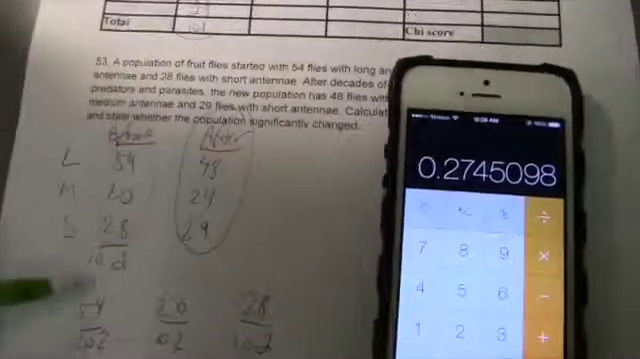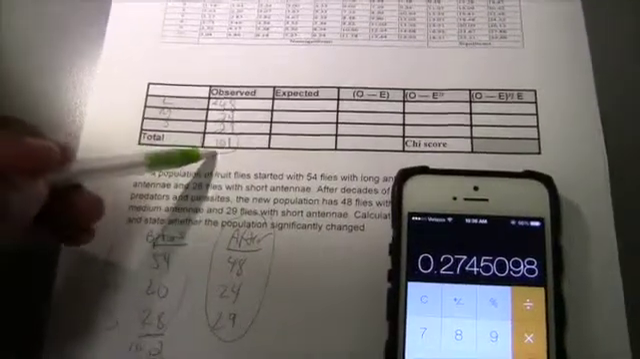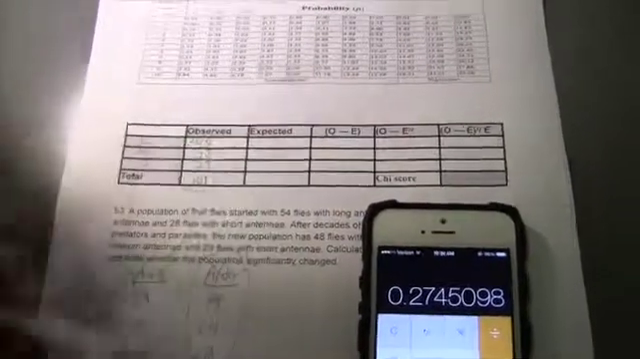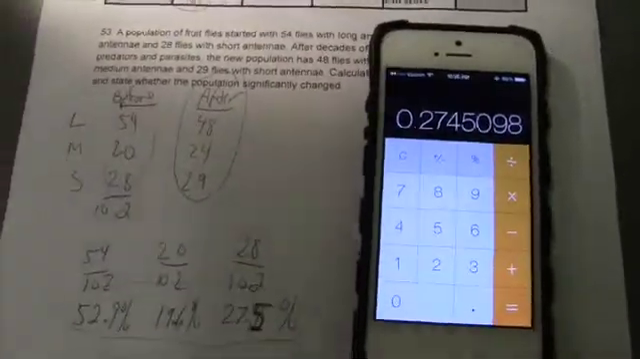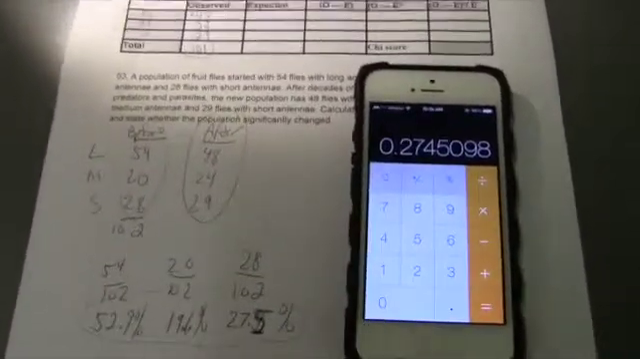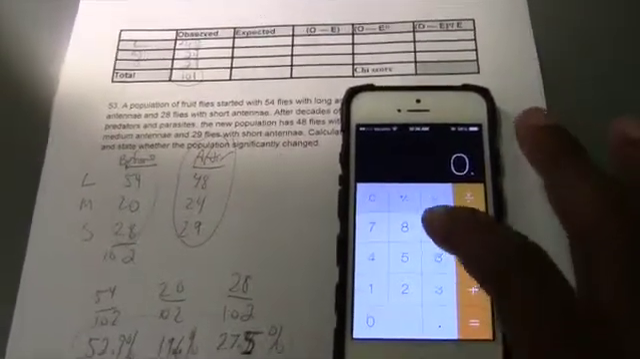We actually have, if we look at our observed up here, 101. So we have to find 52.9% of 101. That'll give us our expected for long. And then 19.6% of 101 gives us what we expect here, and then 27.5% of 101, that's what we expect to see here. So let's do that math. A good way to do this is to convert the percentage back to a decimal.